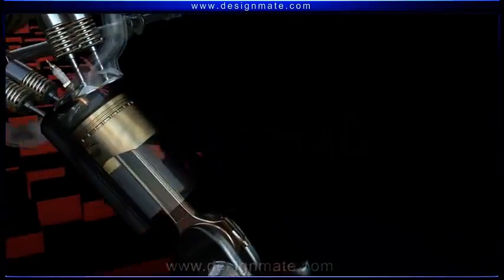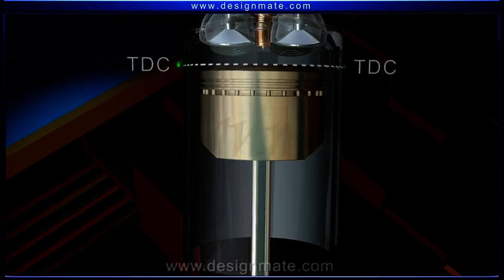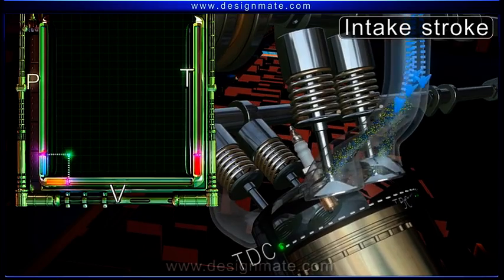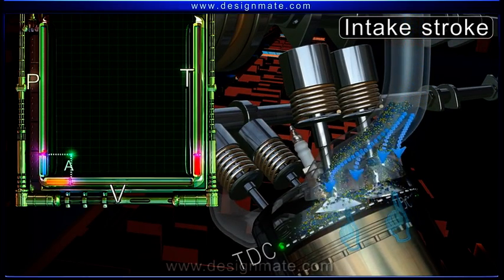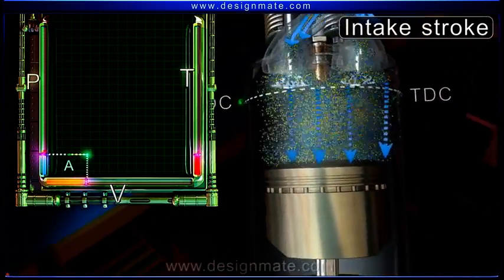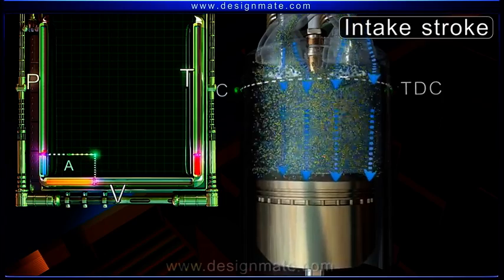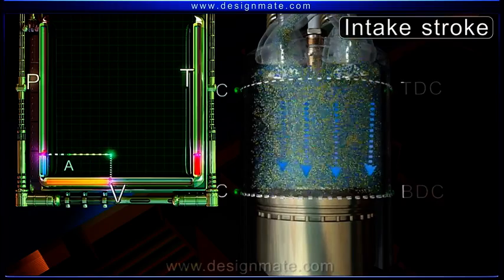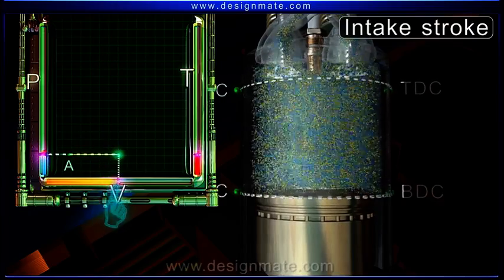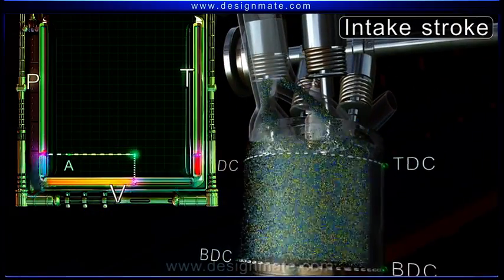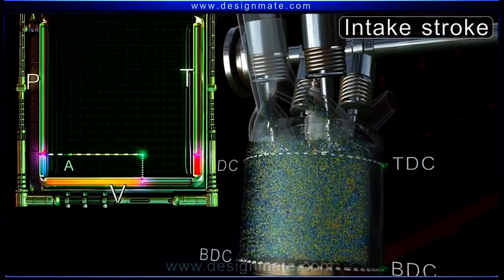The engine cycle begins when the piston is at its top position, called top dead center or TDC, and both the valves are closed. Intake stroke. During this stroke, the intake valves open and the fuel-air mixture, called charge, enters the cylinder at near atmospheric pressure. The piston descends from TDC towards the bottom dead center, or BDC, of the cylinder, and the volume of charge increases. As the intake valves are open, the pressure and temperature of charge inside the chamber remain constant.